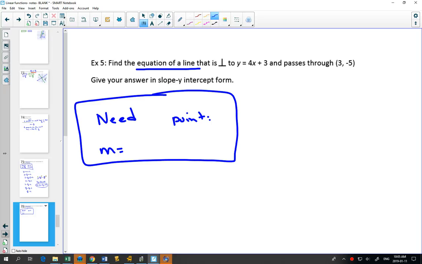So if we need a point and a slope, do we have a point? Yes. Passes through 3 comma negative 5. Perfect. How are we going to find the slope? It's going to be the negative reciprocal of this one. This one's in y equals mx plus b form, so we know the slope of this line is equal to 4. That means the slope of our line is going to be negative 1 over 4.